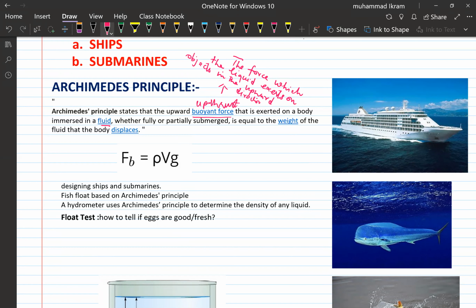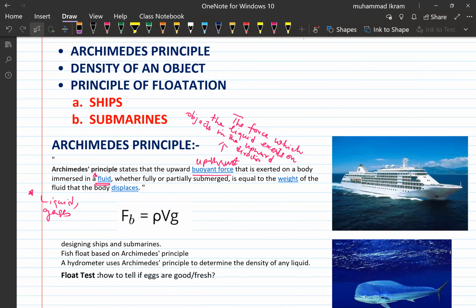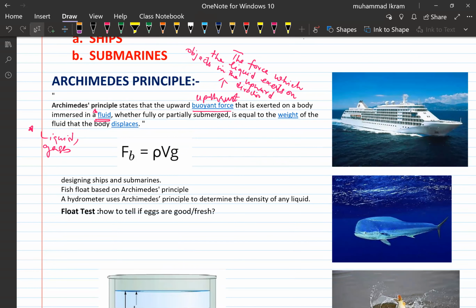Fluid is anything which has the ability to flow. So that may be liquid or gases, you can say both. Whether fully or partially submerged is equal to the weight of the fluid that the body displaces. Now, what is this principle? According to the Archimedes principle, in a very simple manner, whenever an object is immersed partially or wholly in a liquid, then the object experiences an upward force which is equal to the weight of the liquid displaced by that object. That is the easiest way.